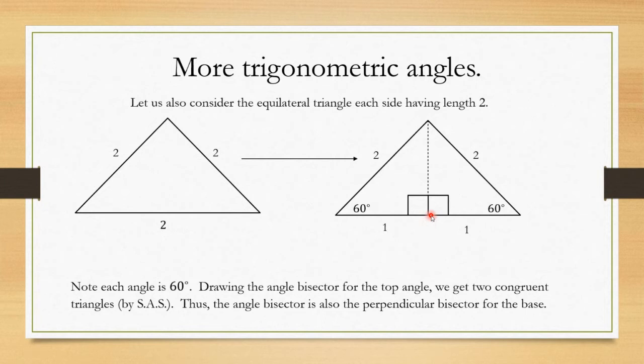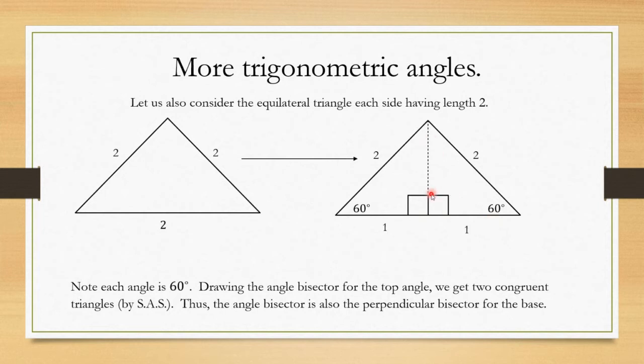Not only that, these two triangles are actually congruent to each other. You could do angle, side, angle. The angle is still 30 degrees, and this side is a common side. So you have side, angle, side. And because they're congruent, that tells us these two sides have to be the same length as well. So these two sides have length 1, since the whole side length is 2.